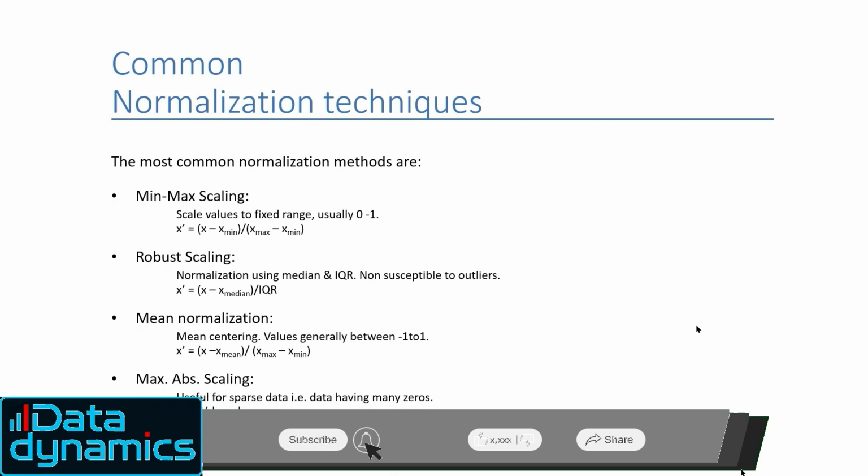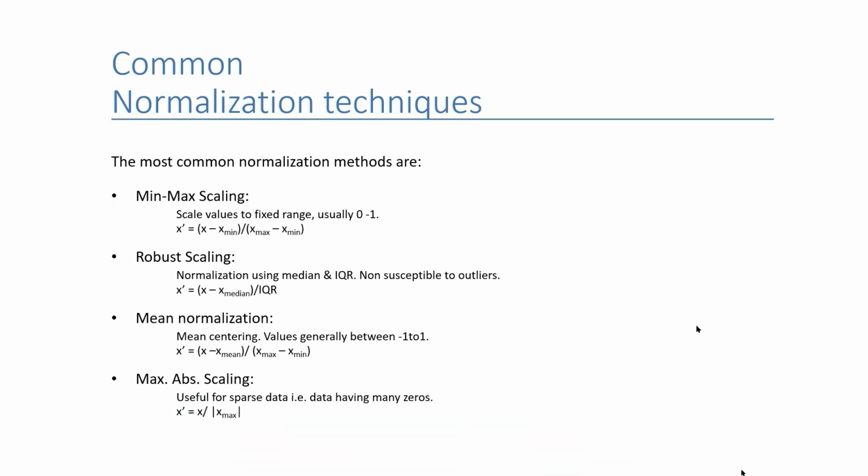First of all, we have min-max scaling. This technique brings the data within a fixed range, that is from 0 to 1. The formula to normalize our data using min-max scaling is as follows: x minus x min divided by x max minus x min.